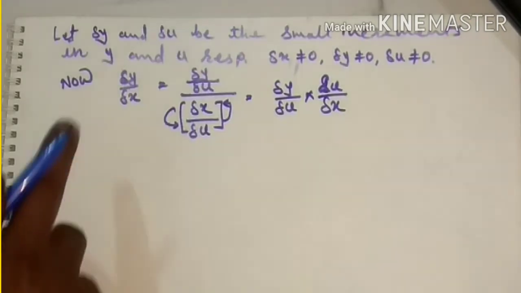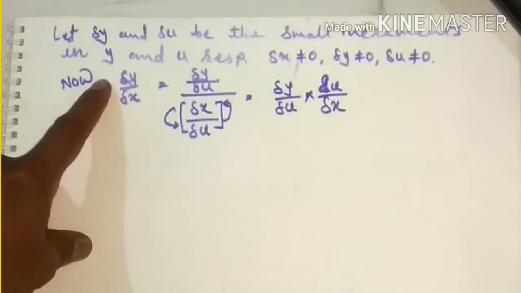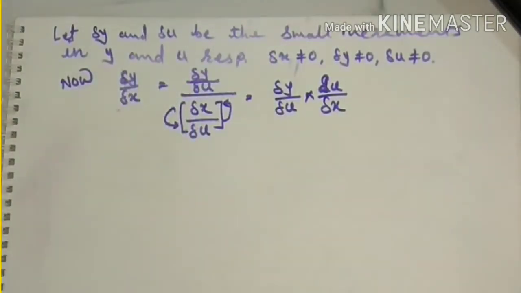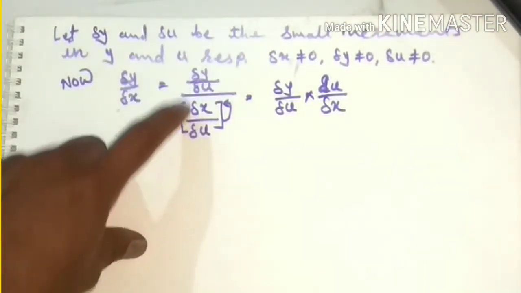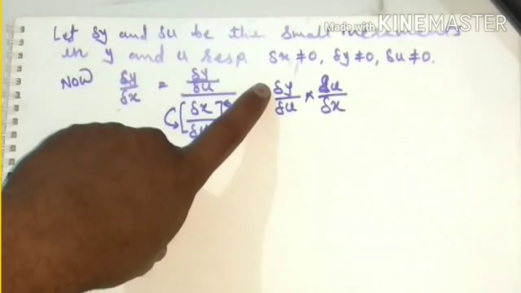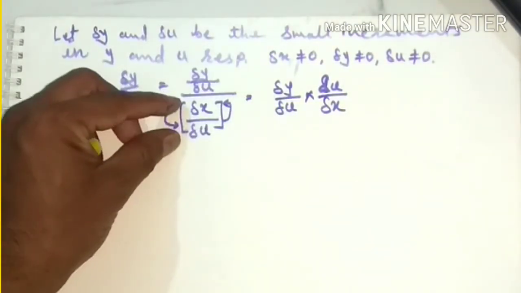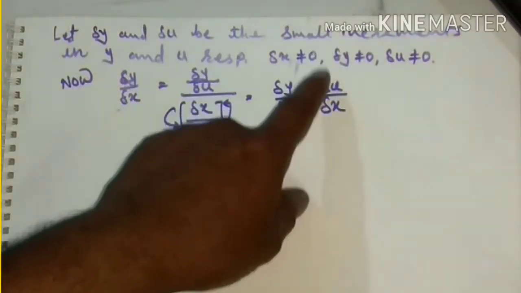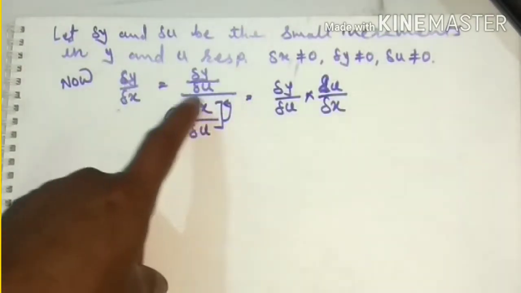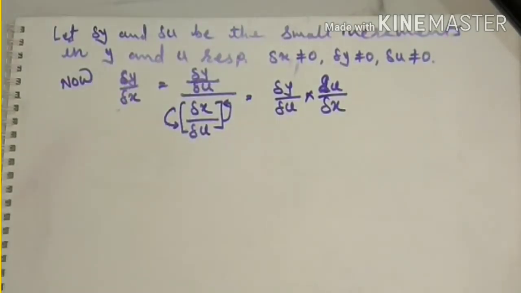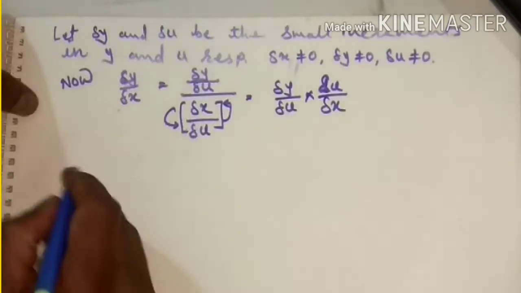This is delta y by delta x. I have continued with this delta y, here delta x. What new thing have I done here? I have divided numerator and denominator by delta u, isn't it? So it has become delta y by delta u. The term which is in the denominator goes into multiplication: delta u will come in the numerator and delta x will go in the denominator. I think this much part is very clear.